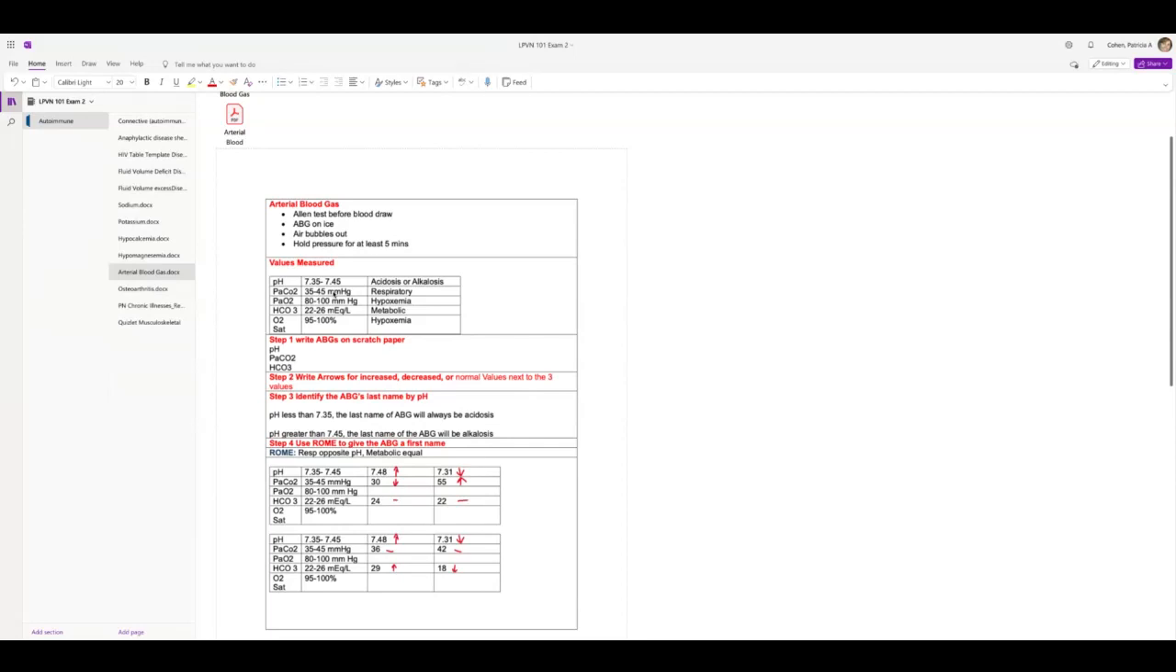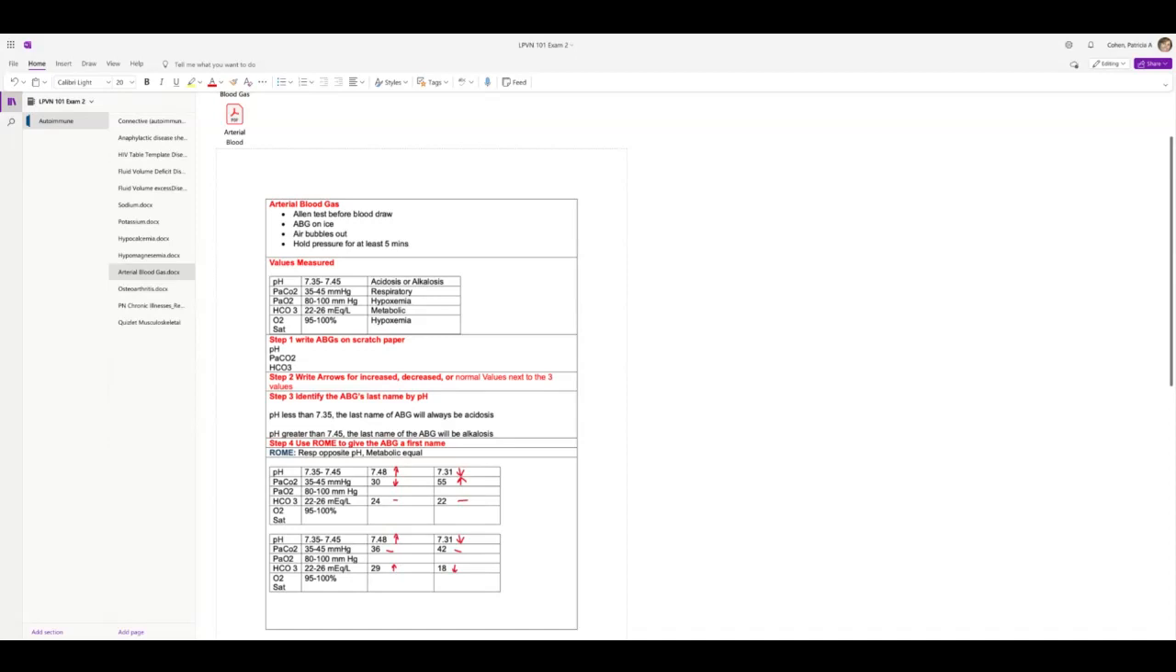35 to 45 for the PaCO2. The PaO2 is 80 to 100. Okay, you're going to get that on an exam. So the bicarb is 22 to 26, and the O2 sat is 95 to 100%.